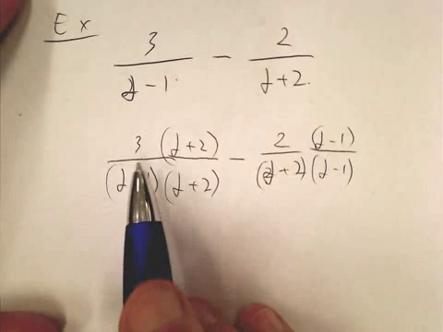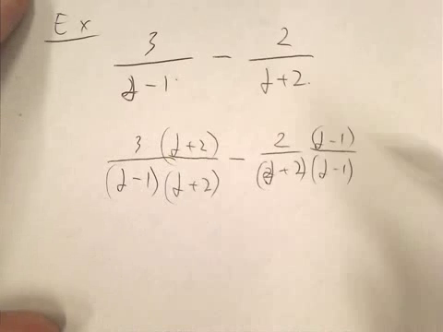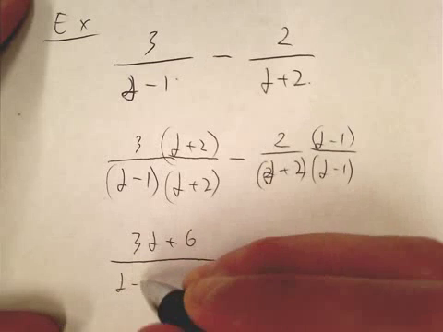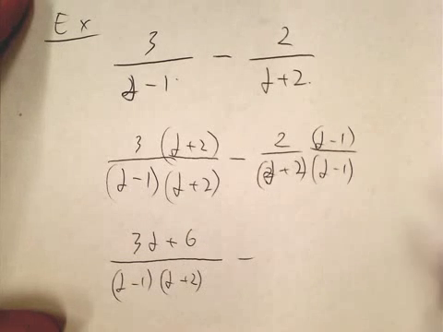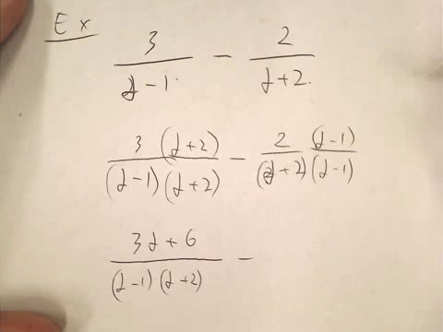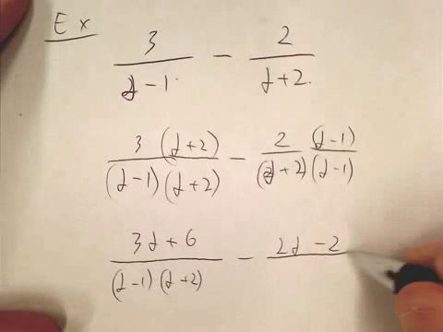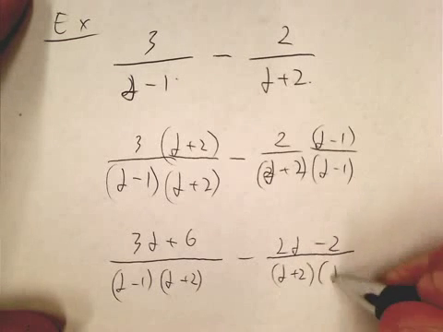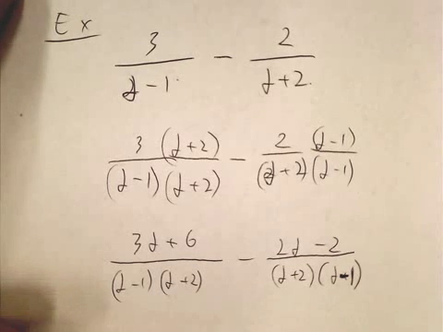Now, let's look at what we have here. Multiply through by the 3. 3d, and then 3 times 2 is 6. And then here, multiply 2 by each of these. 2 times d is 2d. 2 times negative 1 is negative 2. And I copy the denominator there.